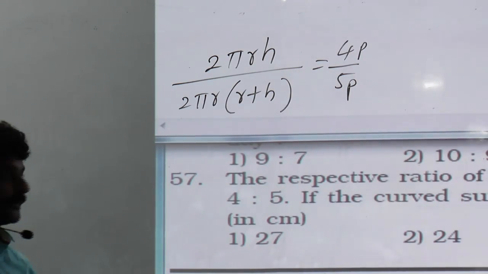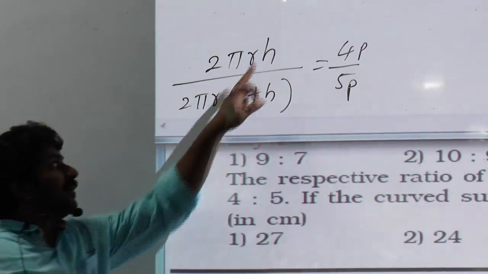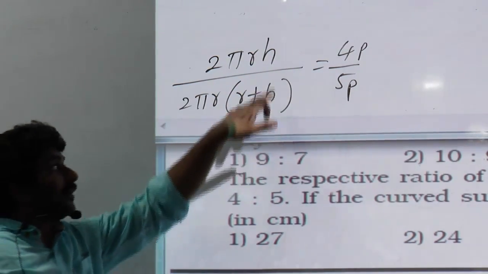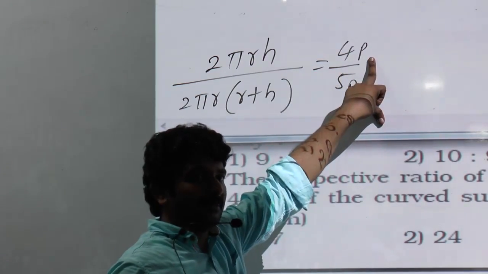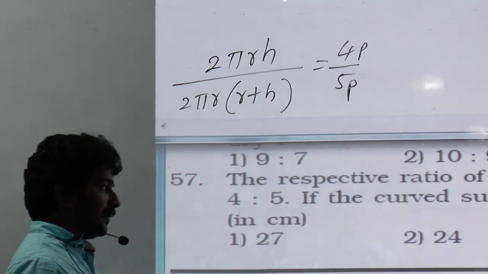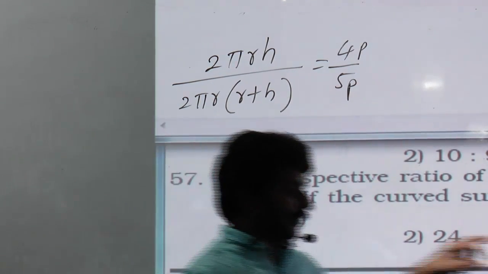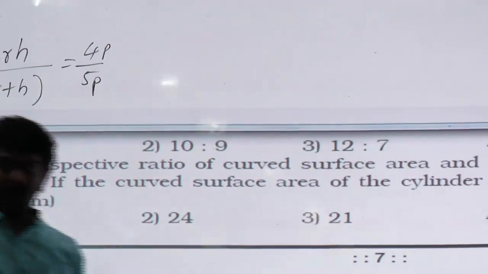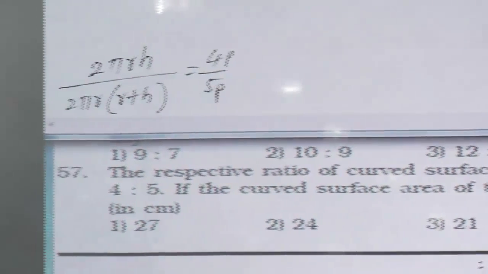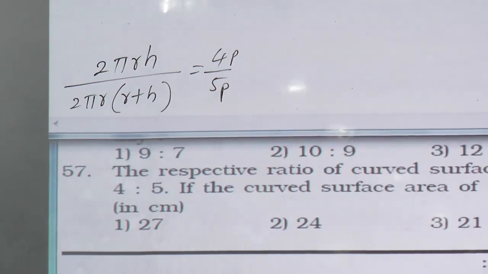Okay. Now 2 pi r cancel, right? h by (r plus h). Height is how many parts? 4 parts, right? This is a 4 multiple, this is also a 4 multiple. If there is only one 4 multiple, yes, you can give it as your final answer. But as you have two 4 multiples, just be careful with that.